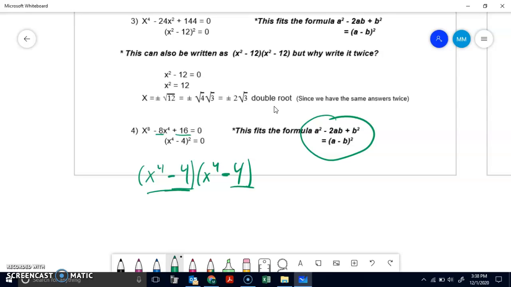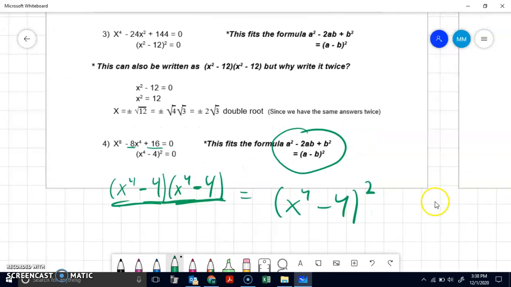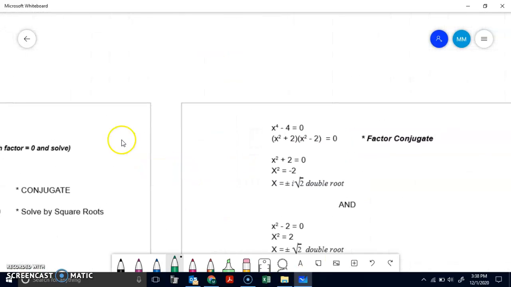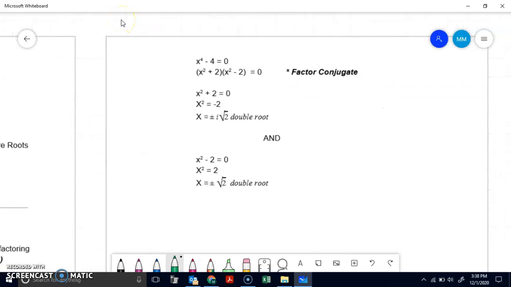But again, look at it. You have it twice. There's no reason to write it twice. Just write it once and put a square there to say it's times itself. You're only going to solve that once. Let's come up here and solve this now. So I'm going to solve this x to the 4th minus 4. And I know that's to the squared, but we'll take care of the double root later. So what I have is x to the 4th minus 4.